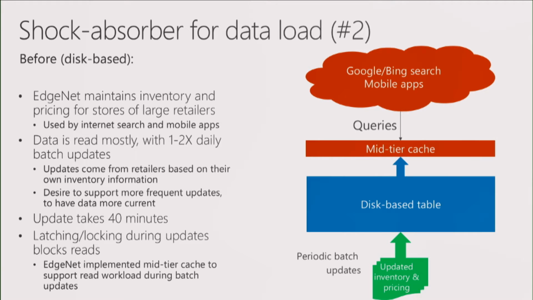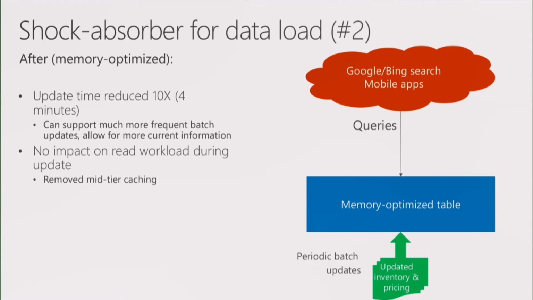So they actually implemented a mid-tier cache to mitigate that. They would cache the data there and refresh that cache after the data load finished. With memory optimization, what they did is just change the table. They had a single table, and they changed that table to memory optimized.